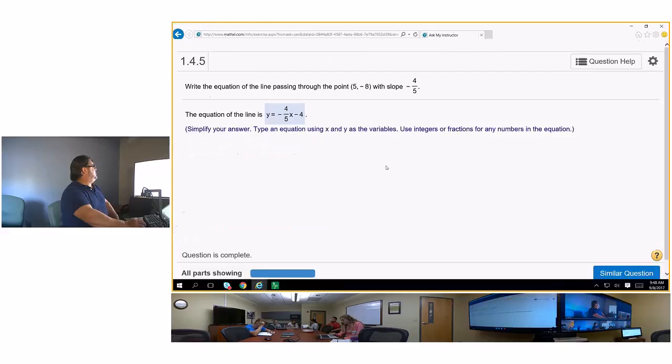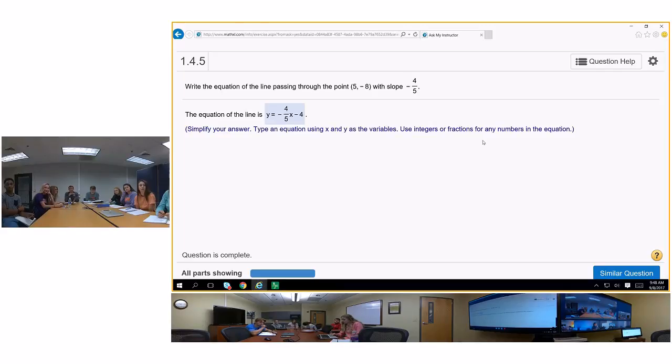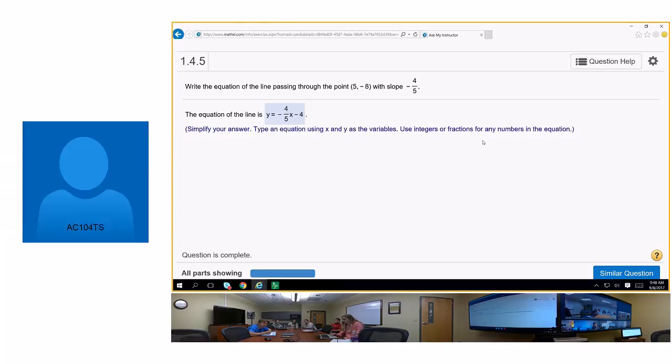Okay, now you should be able to do this one without any problem. Try it. Is that not the answer right there? Yeah, it is, but go ahead and see if you can get that answer.